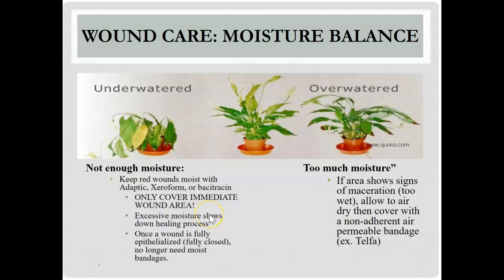Generally speaking, there are some things you can do if it's too moist. All these different things, the Adaptic, the Xeroform, the Bacitracin, only cover the immediate wound area. Excessive moisture slows down healing. You have to be really careful about not putting too much. Once the wound is fully epithelialized or fully closed, it no longer needs moist bandages.